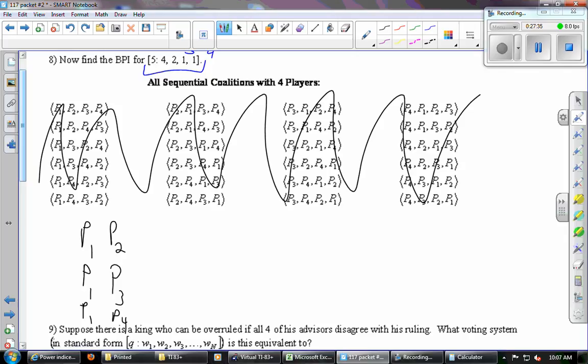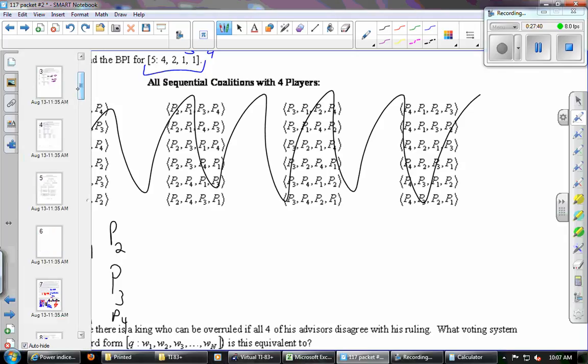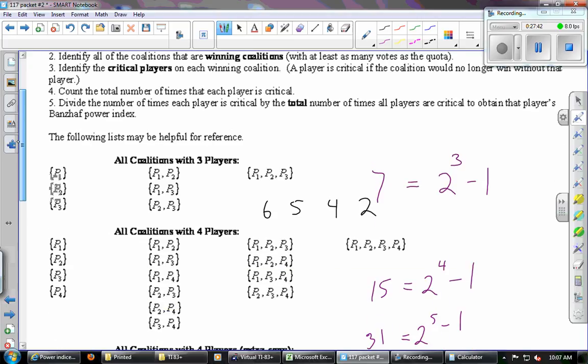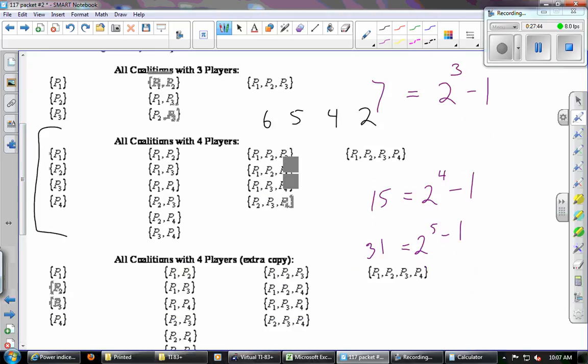If you're having trouble listing these things in some organized fashion, if you go back to page 3, you will find right here a list of all the coalitions with 4 people. So these are the singles. Here are all the pairs. Here are all the trios. And then finally, there's one quad where they all say yes. And so what you can do if you're having trouble coming up with some organized way to list these things is you can just go through this.